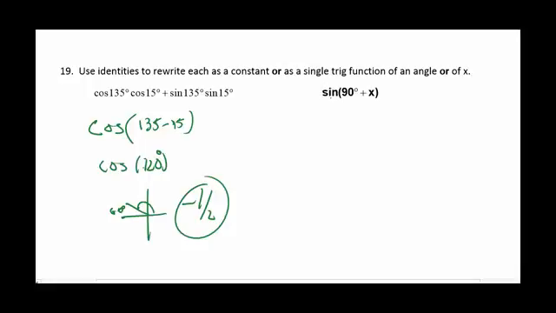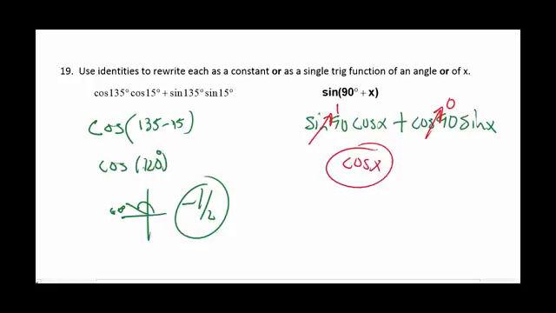Second one here, sine of 90 plus x, that's the sum of sine, so it's sine of 90 cosine of x plus cosine of 90 sine of x. Okay, so then we got to think back to our unit circle values. So sine of 90 would be 1. Cosine of 90 is 0. So I just end up with cosine x. That's what that simplifies down to.